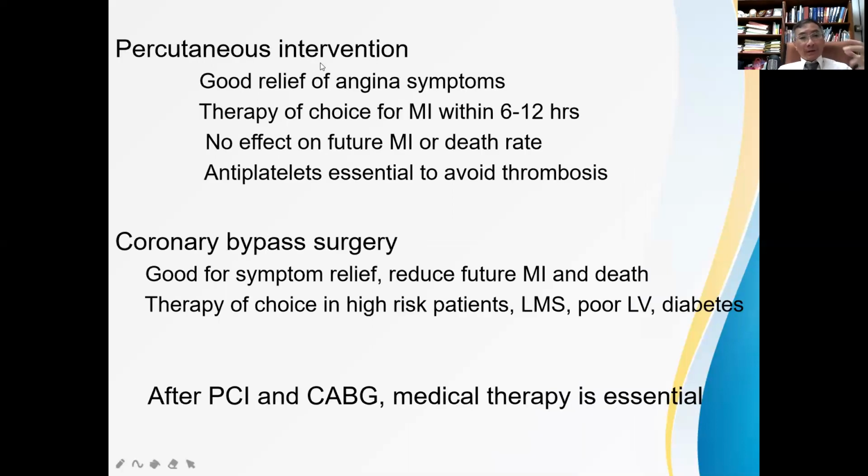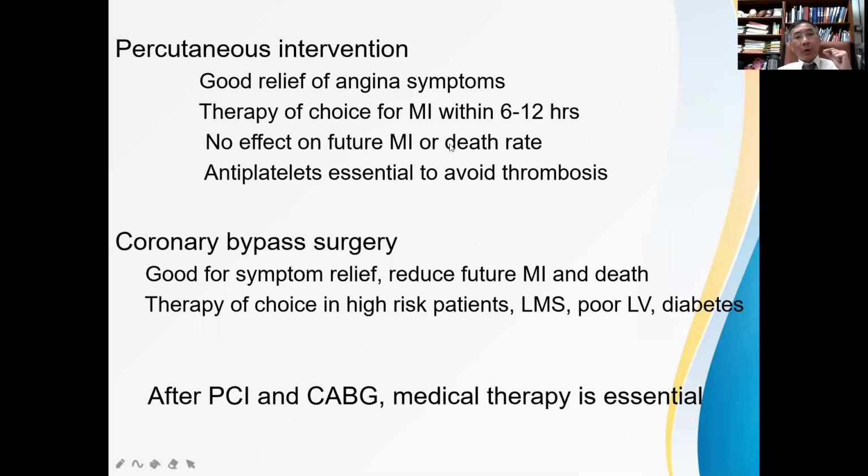When do we put in a stent with percutaneous intervention? Well, this form of treatment is very effective in reducing the pain from angina. If a patient has a heart attack, especially within the first 6 hours, then we should intervene quickly, because when we restore blood flow, we prevent cell death. So the treatment for an acute early myocardial infarction is with percutaneous intervention.